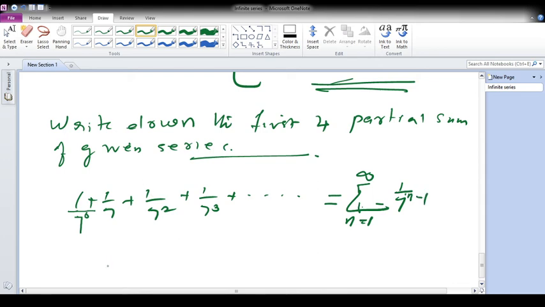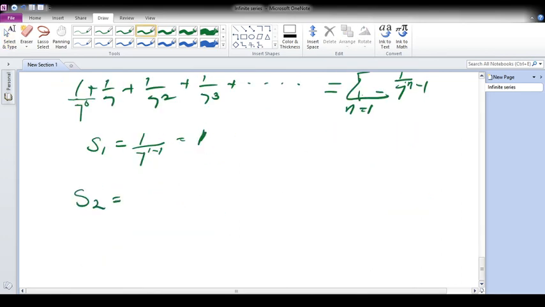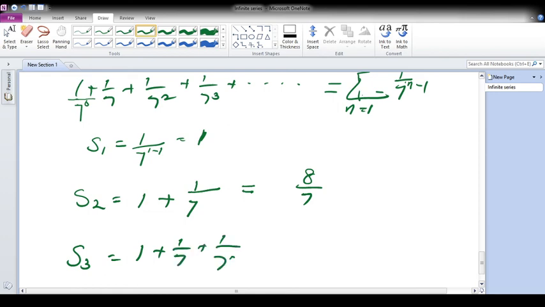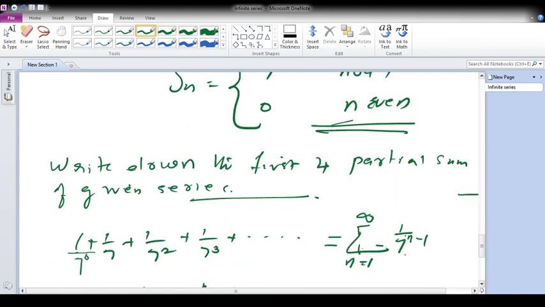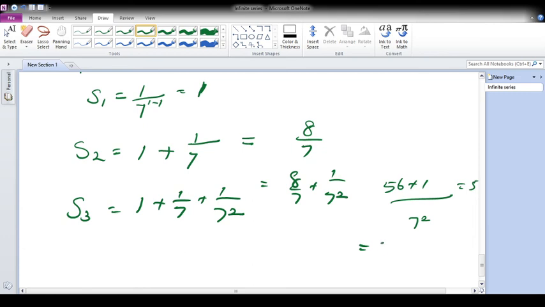Okay, so Sn: S1 equal to 1 by 7 power 1 minus 1, that is equal to 1. S2 equal to 1 plus 1 by 7 power 2 minus 1, that is equal to 8 by 7. S3 equal to 1 plus 1 by 7 plus 1 by 7 square, that is equal to 8 by 7 plus 1 by 7 square, that is equal to 57 by 49. So S3 is 57 by 49.